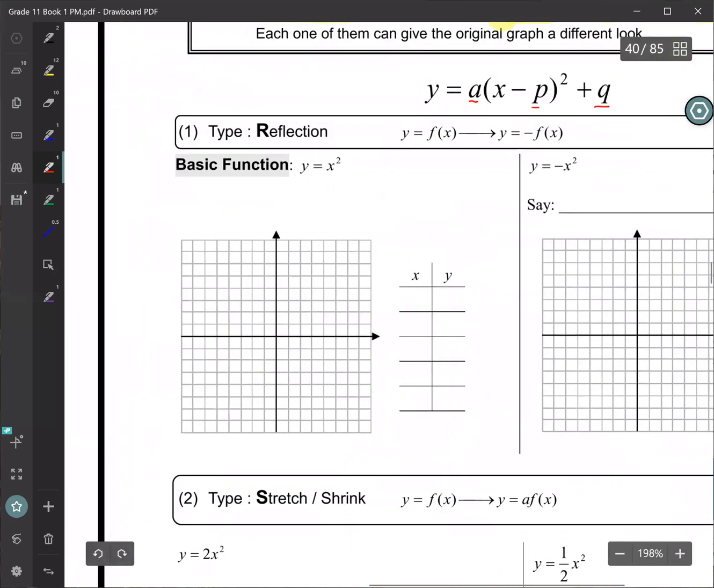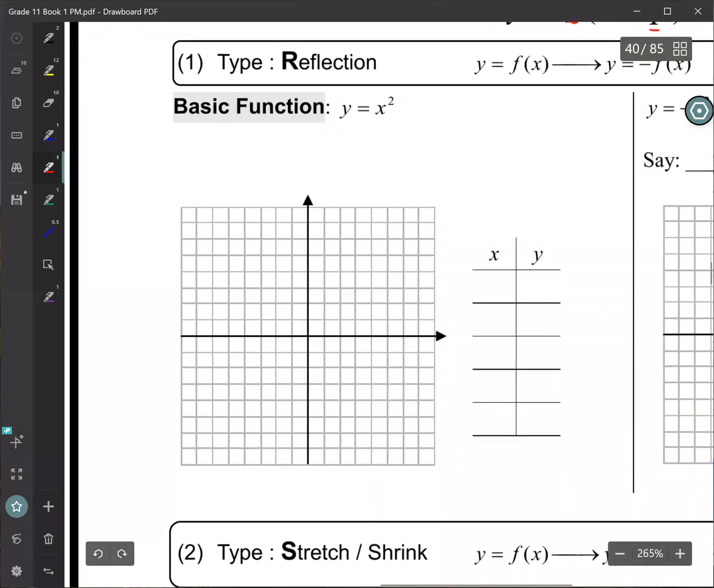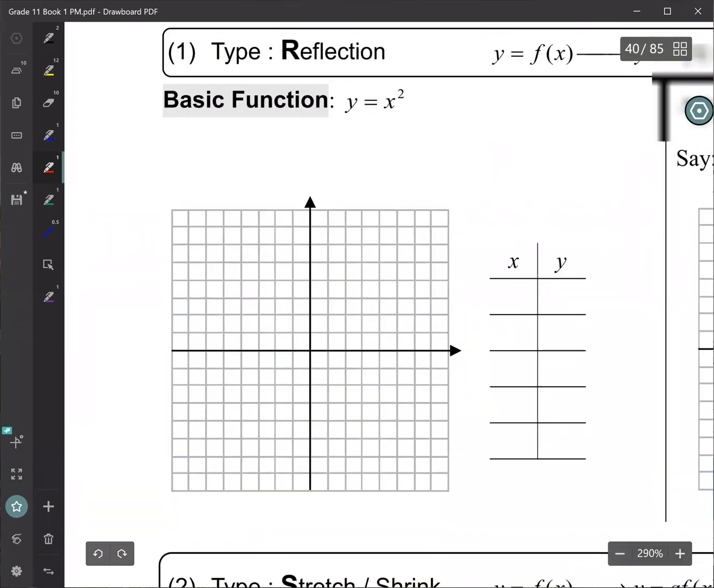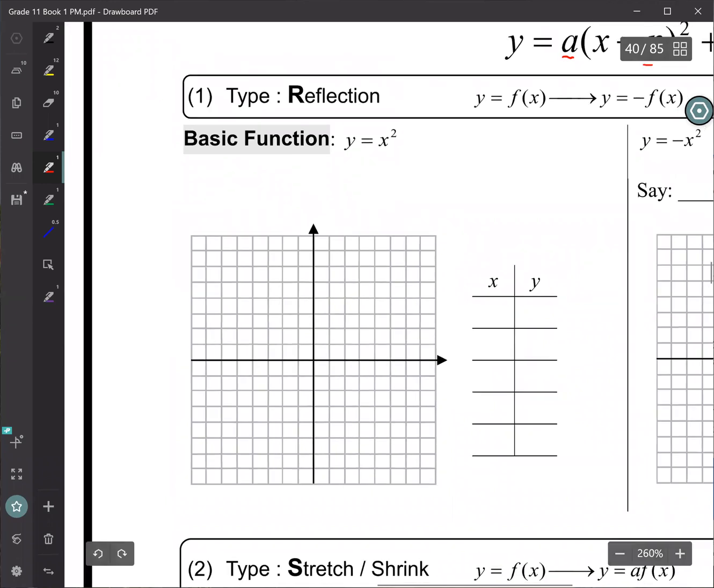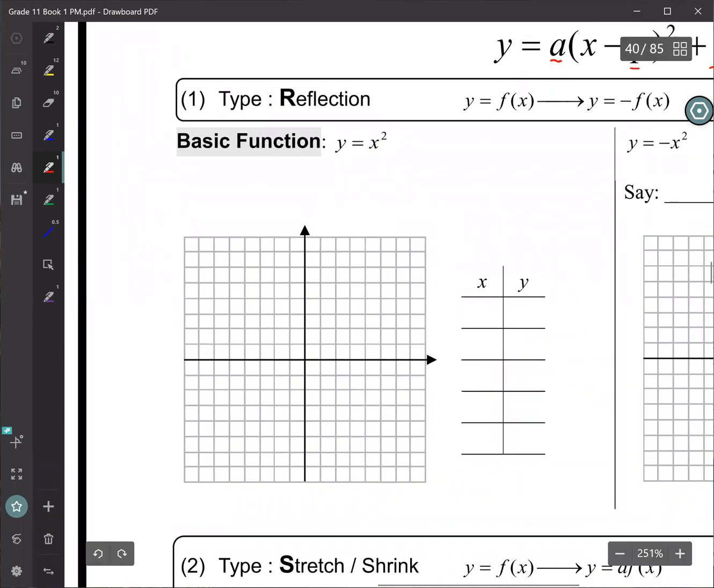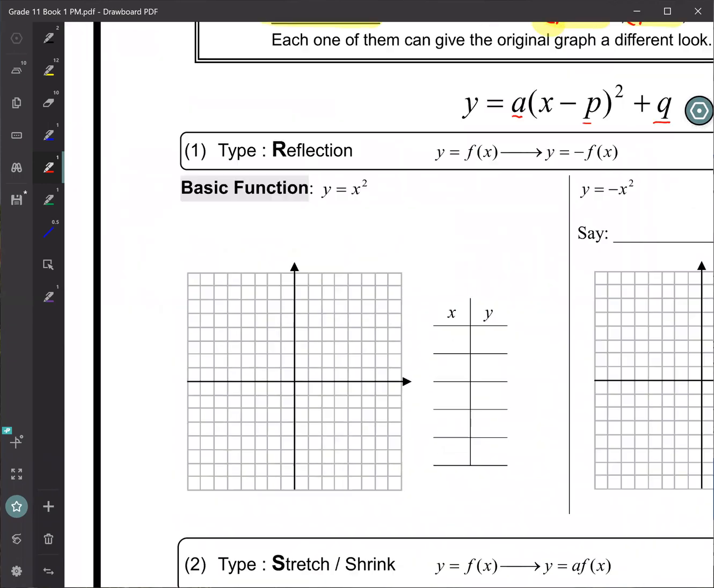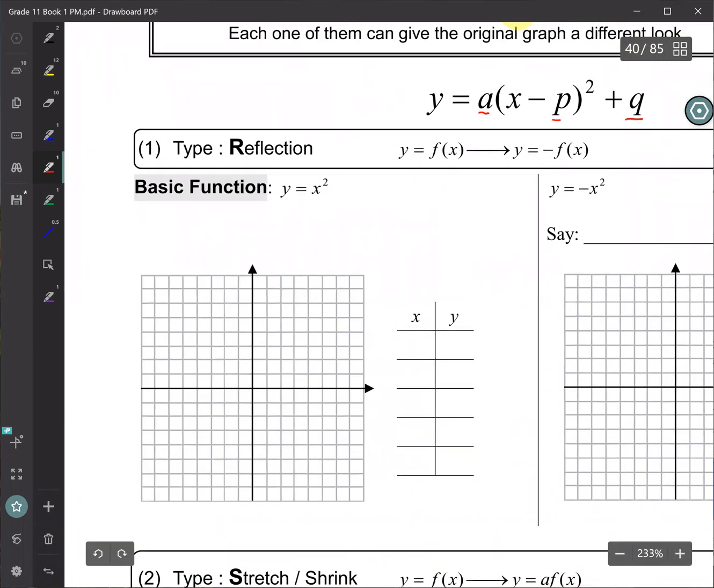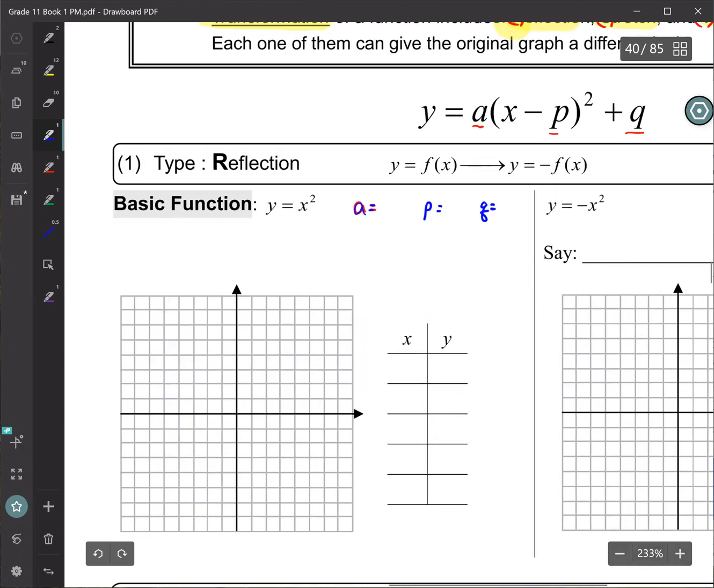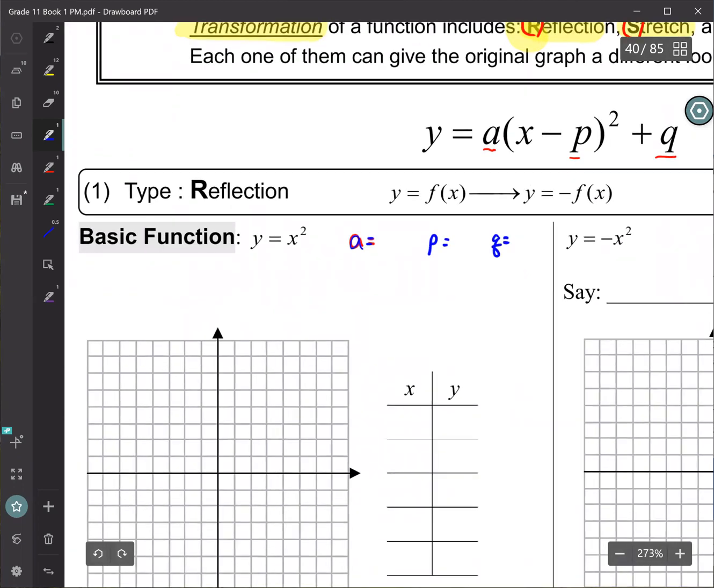We'll start with the basic. Basic means there's no reflection at all, no RST at all. We'll start with checking their APQ. A, we'll write APQ on the side. Compare with the form on the top and then write down the value of APQ.